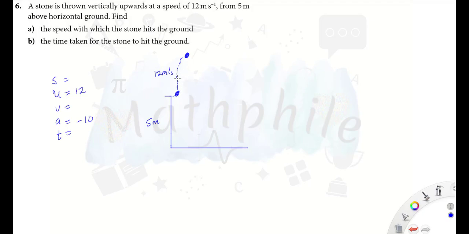So this was the speed at which it was projected, 5 meters above the ground. Find the speed at which it hits the ground. There are two different ways to solve this question: a lengthy way and a very short way. Let's go to the lengthy way first.